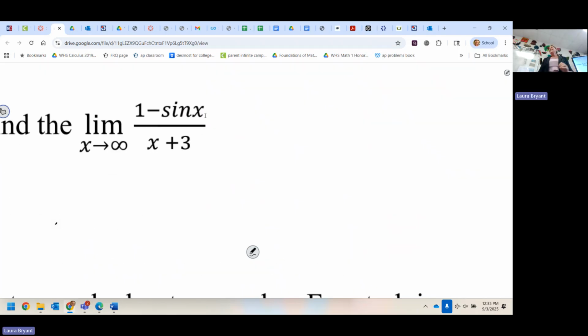And there is one like this on your worksheet that is due today. So if you want to have your notes out and then maybe your worksheet right beside it, these are really similar. And you might be able to just get your worksheet problem done as we're doing this one. And then you'll just have that problem done.